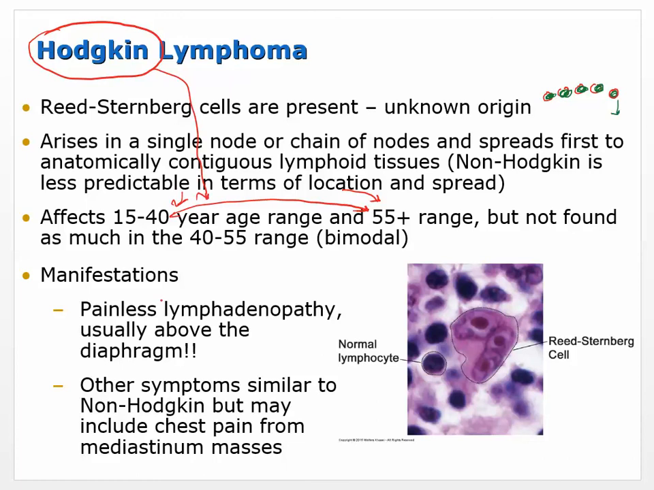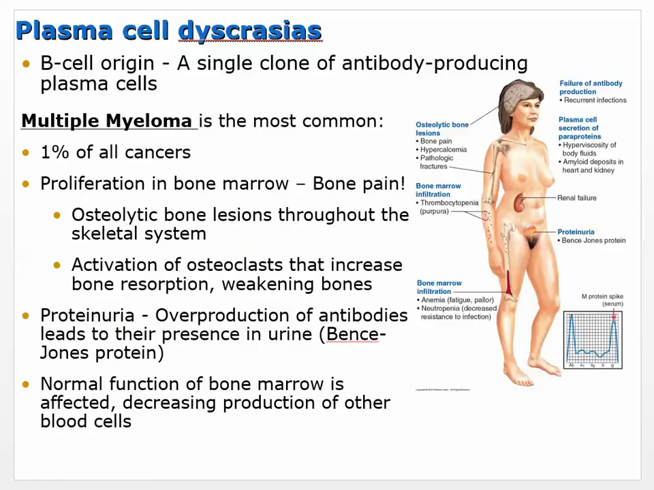So manifestations, again, we see the painless lymphadenopathy, usually above the diaphragm is where that's located. So the lymph nodes that are above the diaphragm, so the armpits, neck, that kind of area. Let's see, other symptoms similar to non-Hodgkin that may include chest pain from mediastinum masses. So that's in your middle chest area.